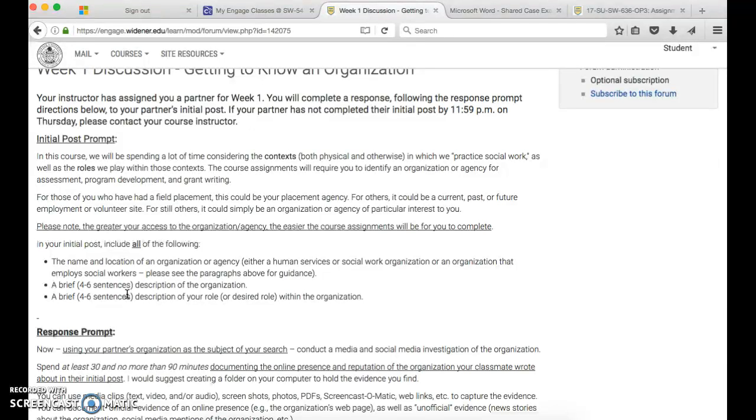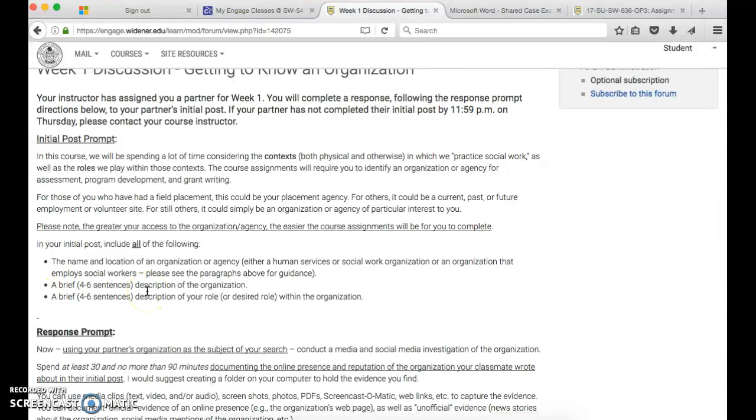The assignments that you'll be doing in this course are also going to have you identify an organization or an agency to assess where we'll be developing a program and then writing a grant for it. For those of you that have a field placement right now, you could use your placement agency. For others, it could be a former employment site or a volunteer site, or it could simply be an organization that is of interest to you.